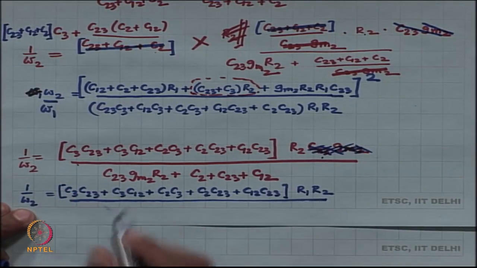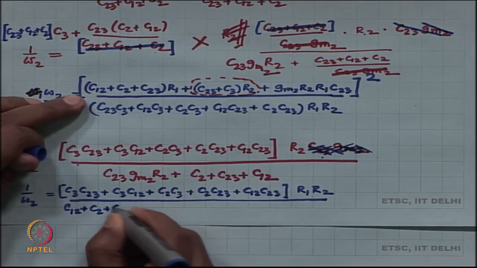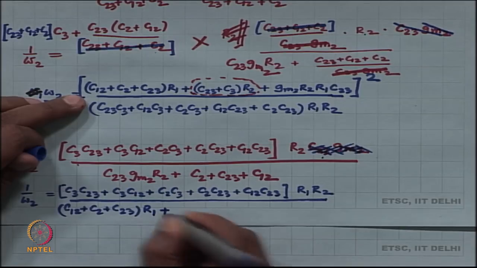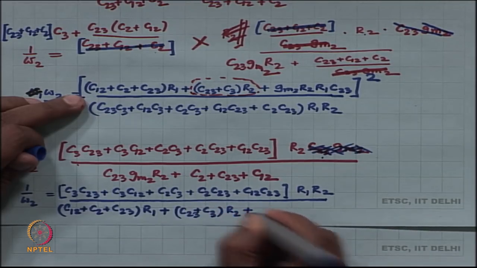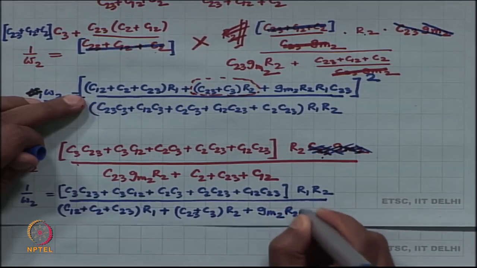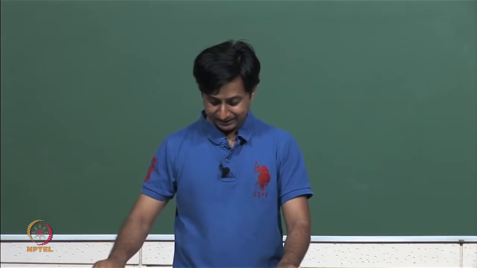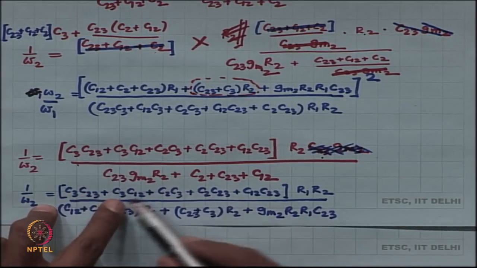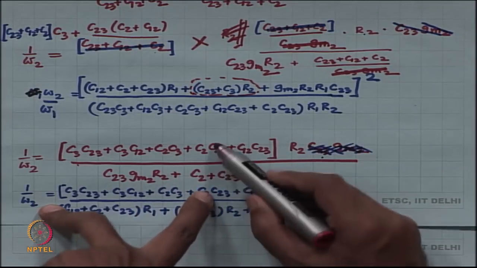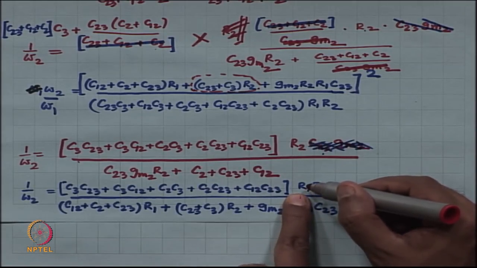So, from the accurate expression I was writing out 1 by omega 2, and over here we are going to have, okay. So, this is what it is, all right. Now, what you are going to see is that in this denominator expression, in this 1 by omega 2 expression, once again C3 C23 matches, C3 C12 matches, C2 C3 matches, C2 C23 matches, C12 C23 matches, R2 matches, but there is an extra R1 in the accurate expression.